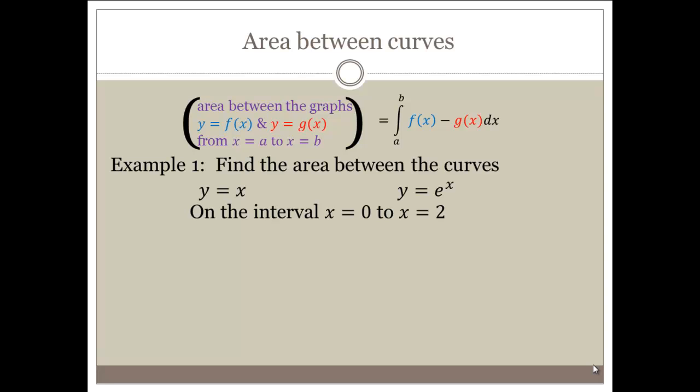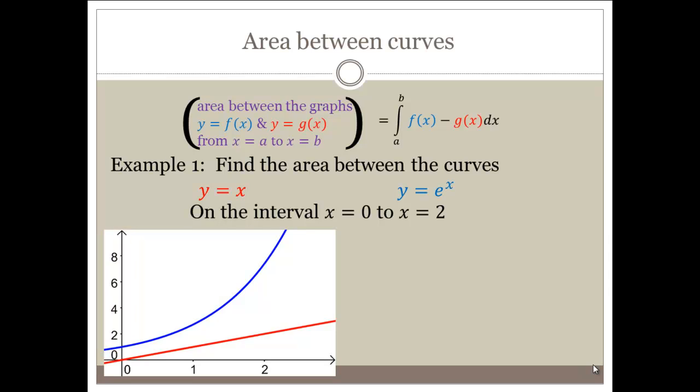In our first example, we'll find the area between the curves y equals x and y equals e to the x on the interval from x equals 0 to x equals 2. Let's start by looking at their graphs and shading in the region between the two curves. We are looking for the area of this purple region.